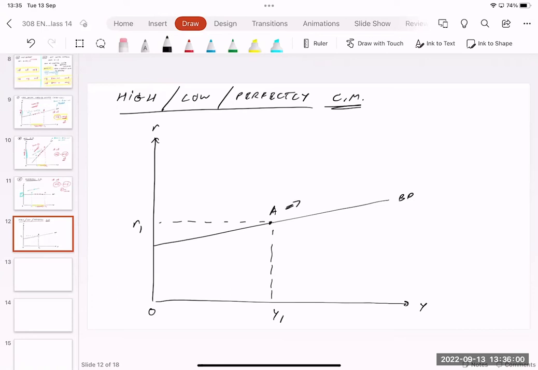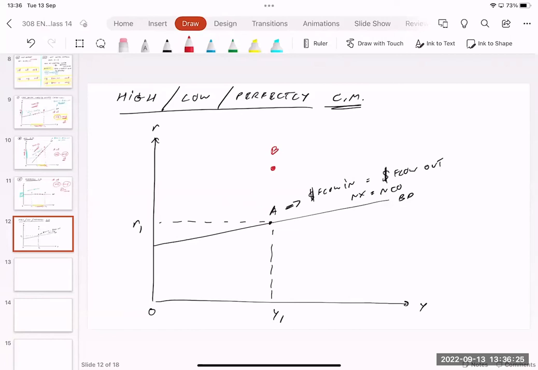Point A means that the money that flows in equals the money that flows out, or NX equals NCO. So the point that stays on the BP curve represents the money flow in equal to the money that flows out. So how about if the point stays above the BP curve, for example, point B?